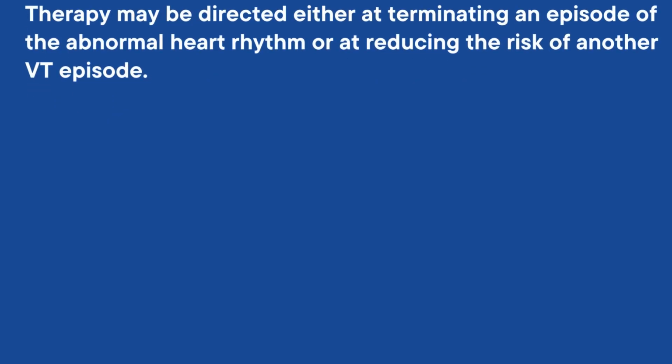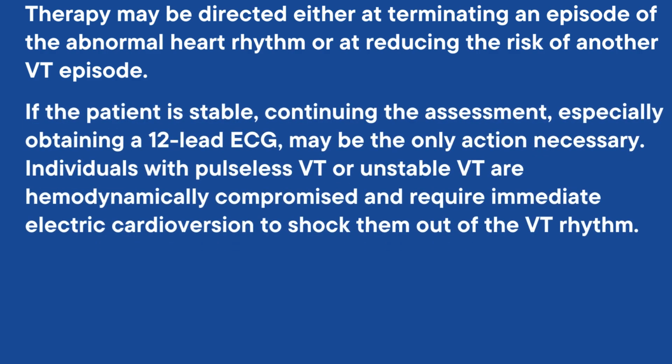Therapy may be directed either at terminating an episode of the abnormal heart rhythm or at reducing the risk of another VT episode. The treatment for stable VT is tailored to the specific person with regard to how well the individual tolerates episodes of ventricular tachycardia, how frequently episodes occur, their comorbidities, and their wishes. If the patient is stable, continuing the assessment, especially obtaining a 12-lead ECG, may be the only action necessary.